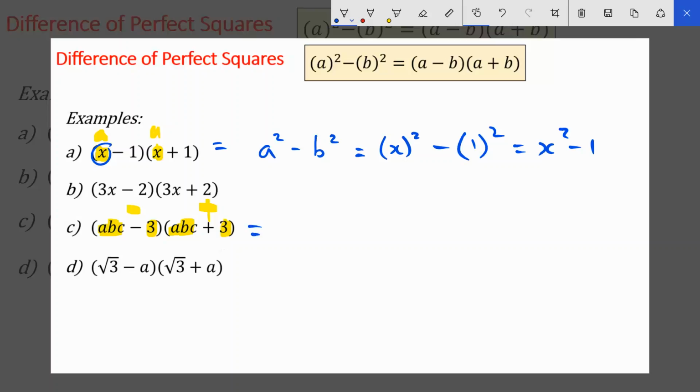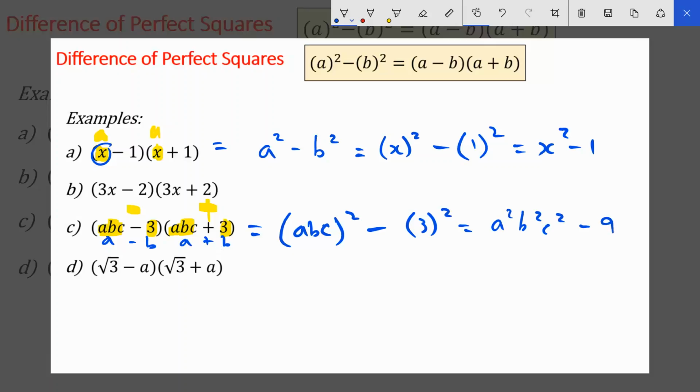Same thing with this one. It looks weird, but that's my A, that's minus B. That's my A, that's plus B. So you follow it: A, which is ABC, squared, minus my B squared, which was 3 squared. So your answer is A squared B squared C squared minus 9.